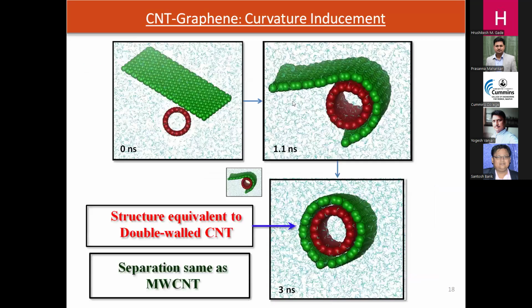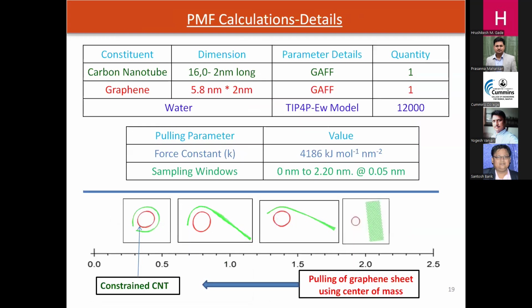Then the interesting thing that we observed was that the graphene and CNT which were kept nearby formed a multi-walled carbon nanotube like structure, and interestingly their separation was the same as in a multi-walled carbon nanotube structure. This interesting observation gave us further insight. Then we try to explore the details, and those can be generalized for other CNT, graphene based structures, or even for other structures.